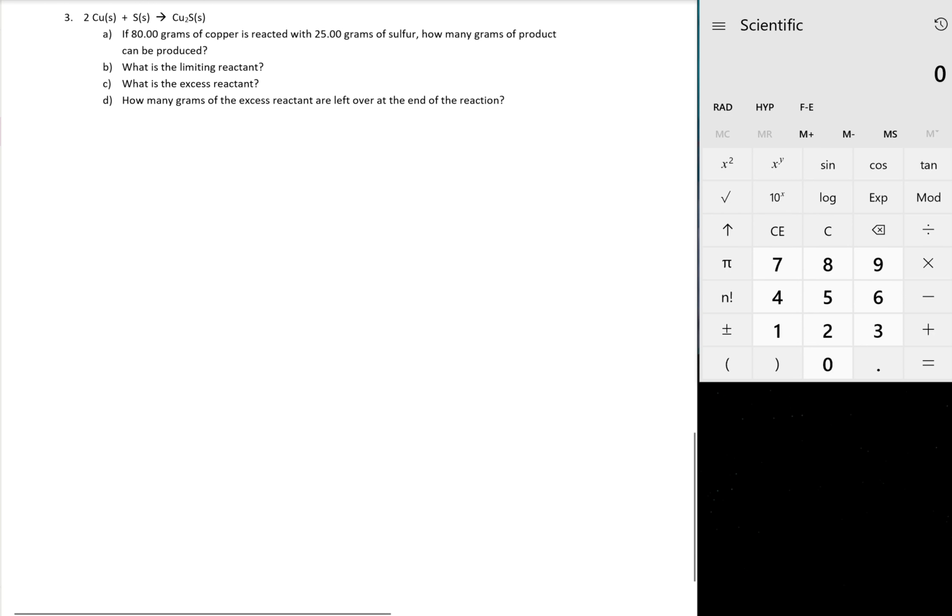Okay, we're reacting copper and sulfur to make copper sulfide. We're taking 80 grams of copper and reacting with 25 grams of sulfur. And part A would like for us to calculate the grams of product made. So grams of Cu2S, that's what we're solving for, that's our want. So they're giving us reactants, asking us to predict the amount of product.